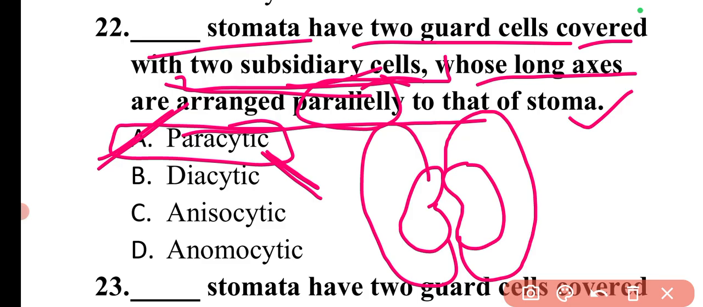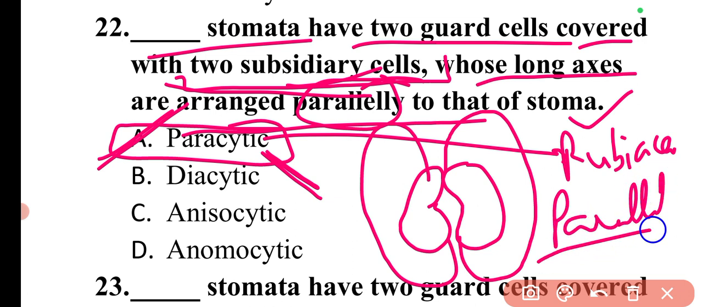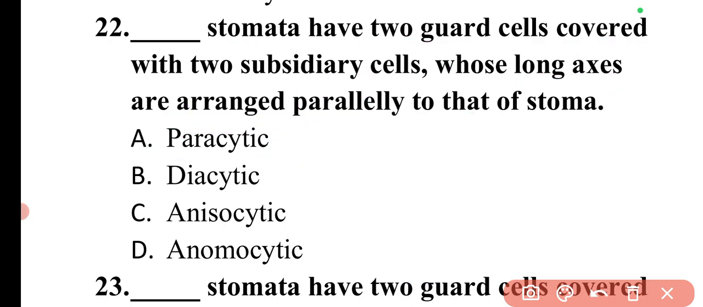Now there can be another name for paracytic stomata that can be asked. Paracytic stomata is also known as rubiaceous stomata or parallel celled stomata. Parallel celled mostly will not be asked because it will reveal the answer. Mostly paracytic or rubiaceous, these two terms are used. Then we can move to the next question.